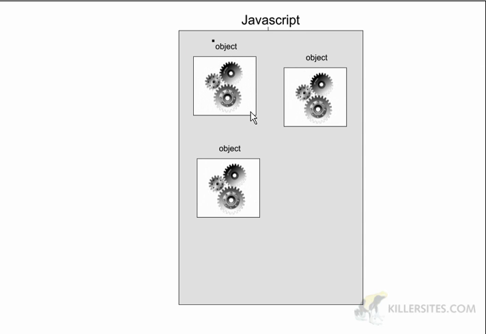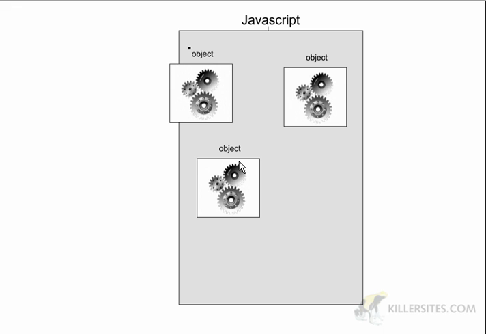So in JavaScript, we've looked at the document.write function in the past, if you recall, and document is an object inside of JavaScript. So let's look at some of the JavaScript objects so you get an idea of what I'm talking about.